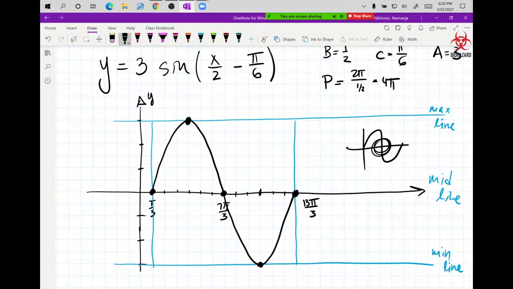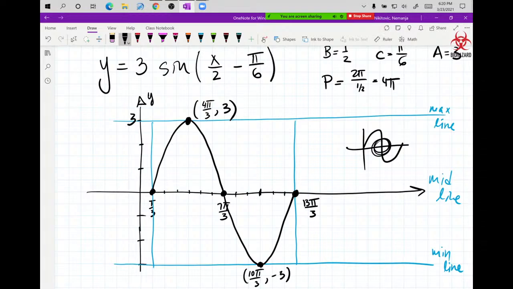Now, what are the coordinates of minimum and maximum? Well, remember, that's the x-coordinates, so 2, 3, 4 pi over 3. So the maximum is 4 pi over 3, comma 3. And the minimum is 7, 8, 9, 10 pi over 3 and negative 3.